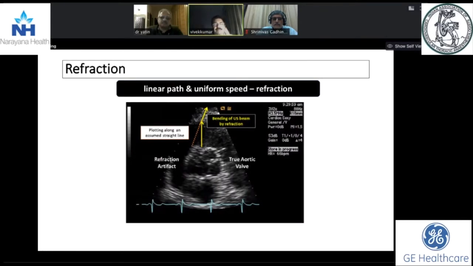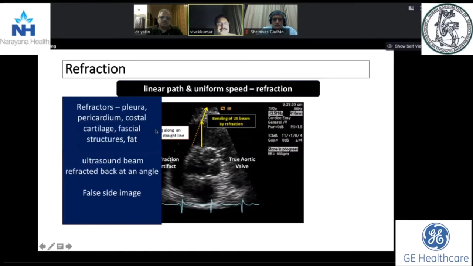At any time, if it passes through a tissue which sort of bends the wave, you get a false image as if this was the original direction of the wave. So you have a false image by the side of a true image, and this is a true aortic valve and this is a refraction artifact.